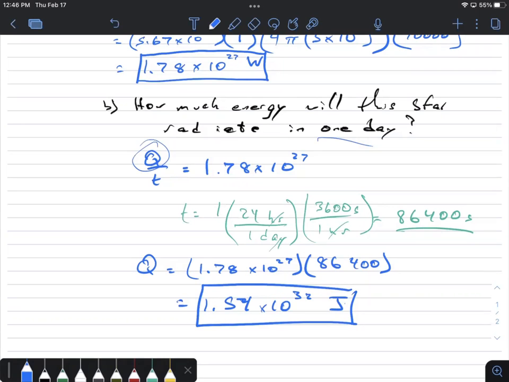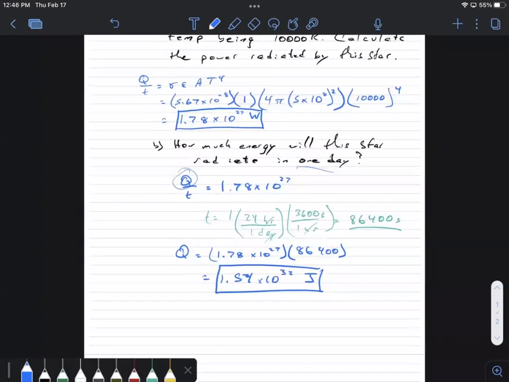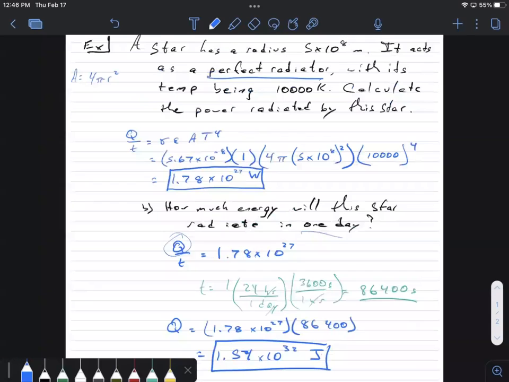This is a nice typical example of radiation. You have an object, you're given some data about the object: how hot is it, how big is it, what's its shape. And we do a basic calculation to figure out the power of the object. And from there, we can then do other things.